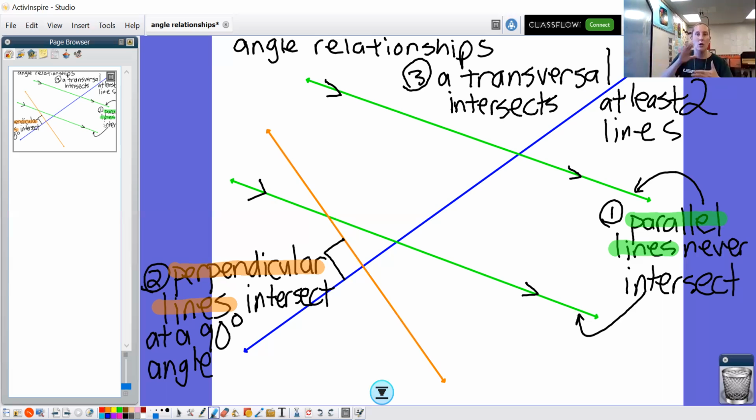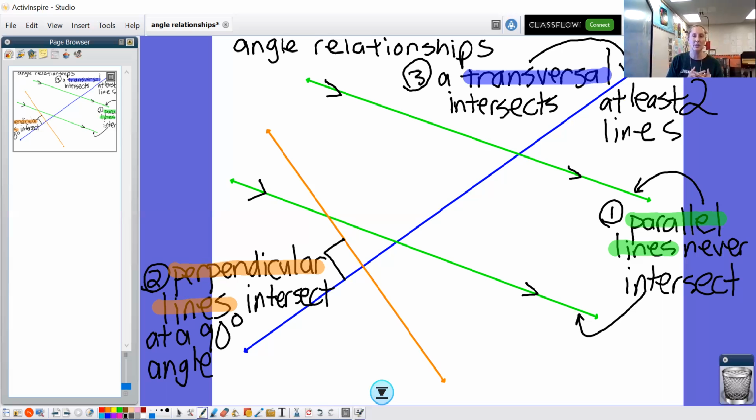I'm going to come back with my highlighter and highlight the word transversal. And then maybe I'll add, with my pencil, an arrow pointing to this line here so that I remember that that blue line is the transversal. Are you with me? Okay, now for my favorite one.